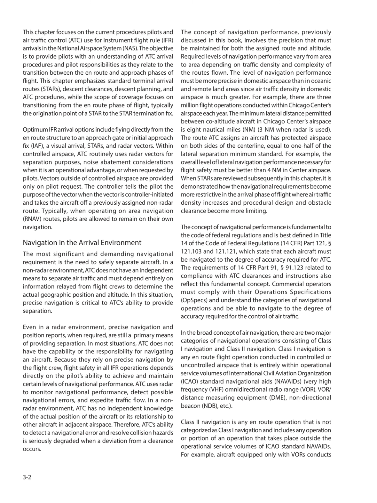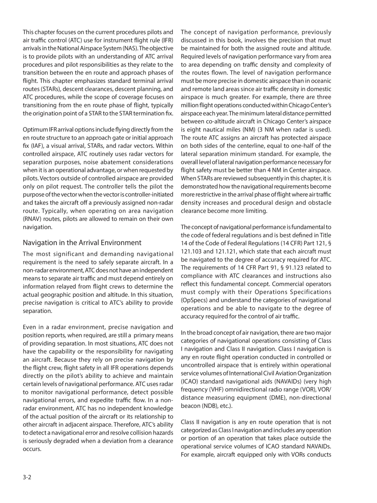In most situations, ATC does not have the capability or the responsibility for navigating an aircraft. Because they rely on precise navigation by the flight crew, flight safety in all IFR operations depends directly on the pilot's ability to achieve and maintain certain levels of navigational performance. ATC uses radar to monitor navigational performance, detect possible navigational errors, and expedite traffic flow. In a non-radar environment, ATC has no independent knowledge of the actual position of the aircraft or its relationship to other aircraft in adjacent airspace.